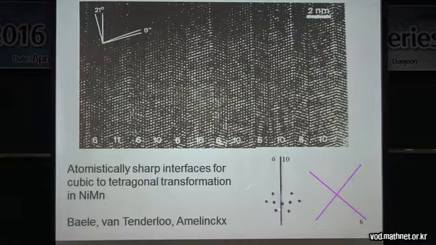Okay, so the interface separates two different variants of the martensite, and in fact, the orientation of this interface is chosen so that it fits together nicely at the atomistic level, and we'll see that reflected in continuum calculations in a moment. So that's a typical result of what happens. It's energetically possible for the material to choose different variants in different parts of the specimen, but they have to fit together somehow.